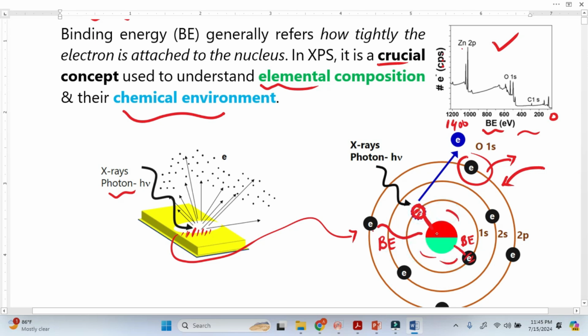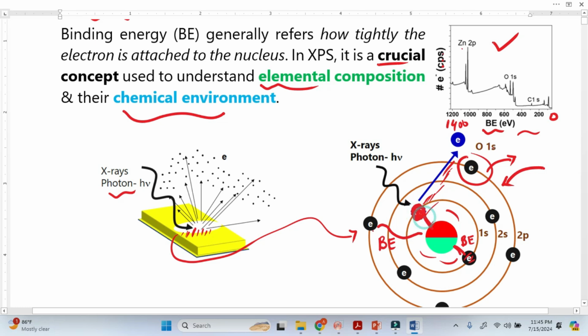There is a more attractive force from the nucleus, because the nucleus contains protons, which are positive charge, and these are electrons. So there is a more attractive force, and this is why these core electrons have the higher binding energies. This binding energy is basically the fingerprint for the elements.